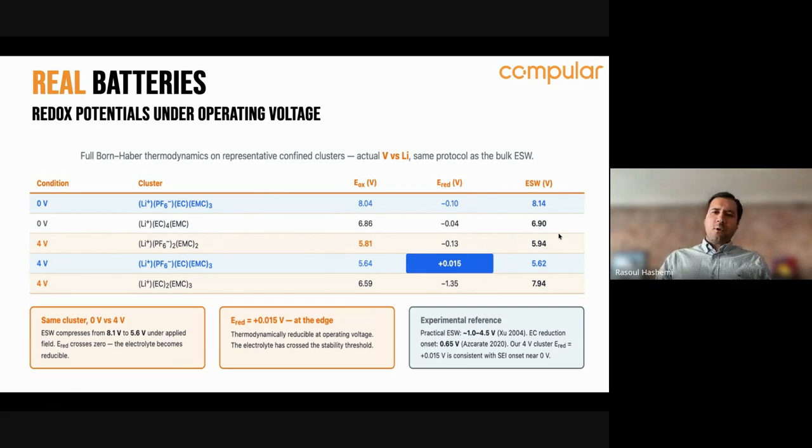So yes, when you go from electrolyte to a confined system plus applied voltage, you can see that it becomes more practical. Again, I want to draw your attention to this practical ESW by Zhu, 1 to 4.5. Another thing I want you to take from this: you have the same clusters, with the same chemical formula, but the geometry under voltage changes, so you end up with different structures giving you different oxidation potentials. And also this one has a very small positive reduction potential.